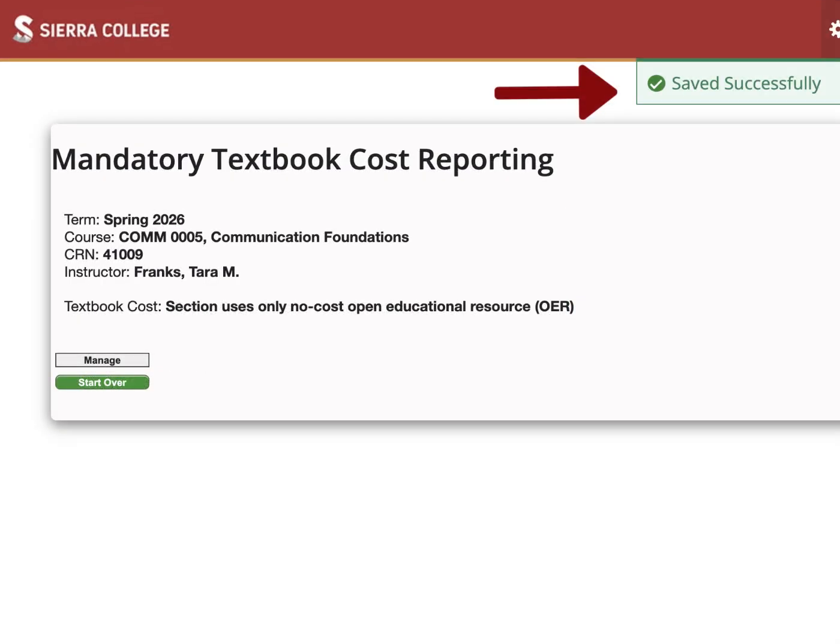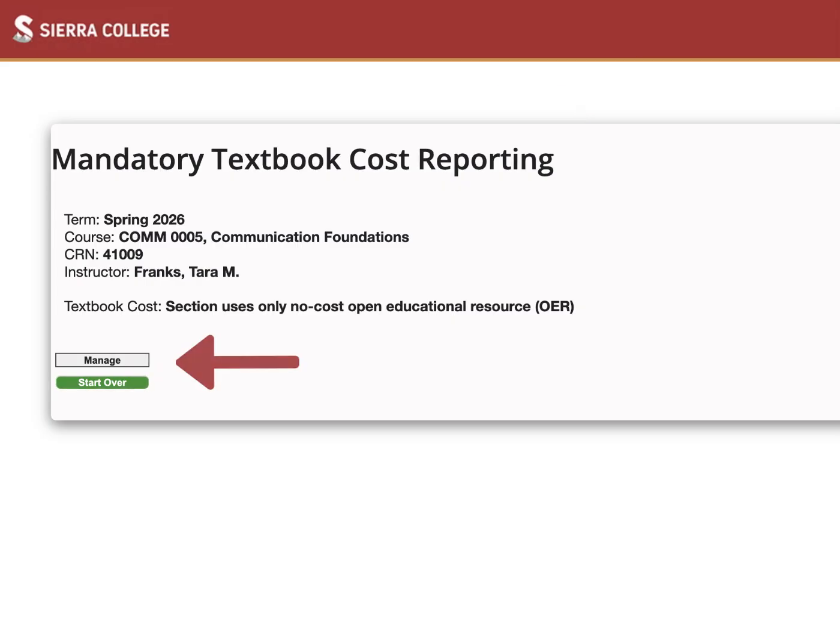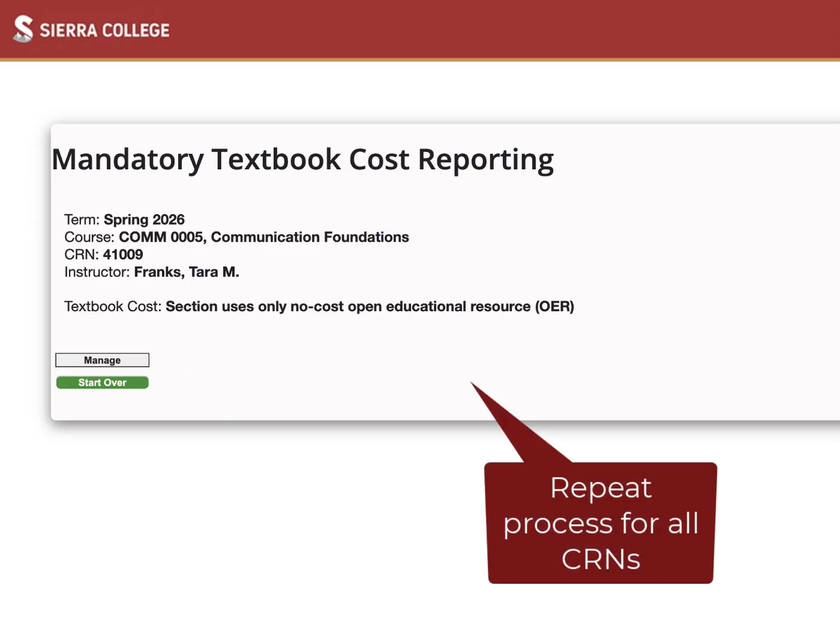You will see a green check mark in the upper right corner indicating that your selection was saved successfully. From here, you may manage your selection if, for example, you made a mistake or would like to make a change to a course that you've already reported. Or you can click Start Over to move on to a new CRN. Repeat the process until all your course textbook costs have been reported successfully.